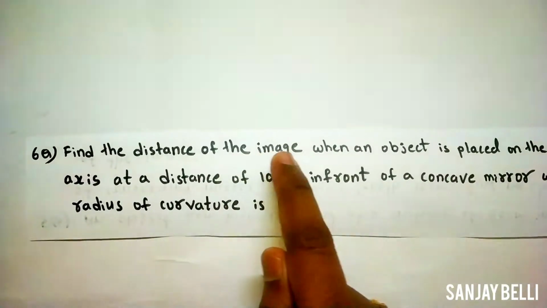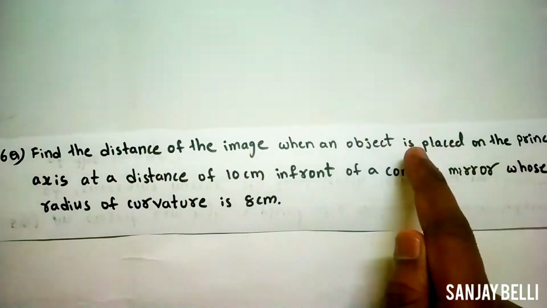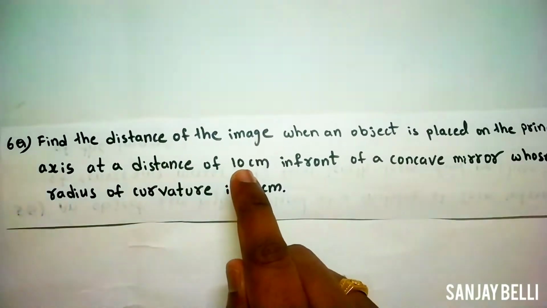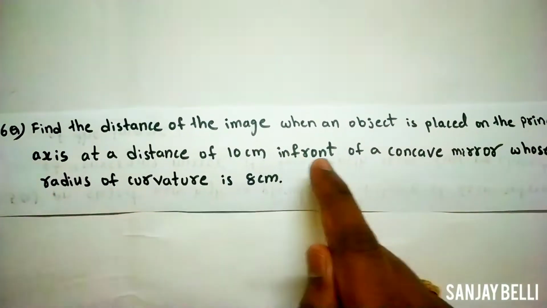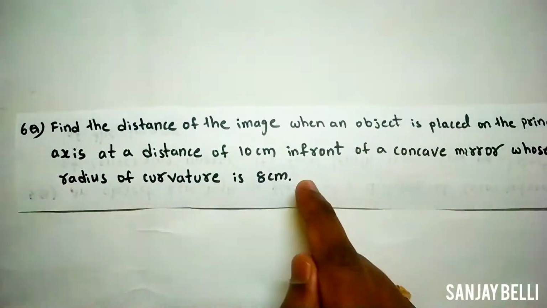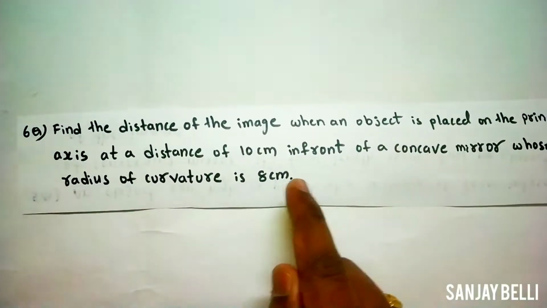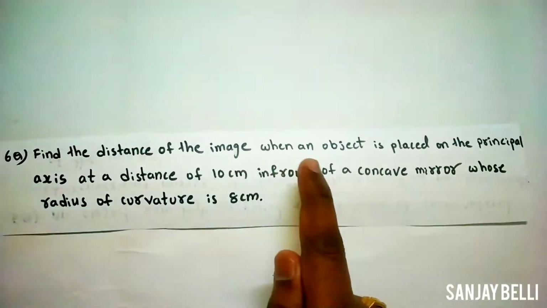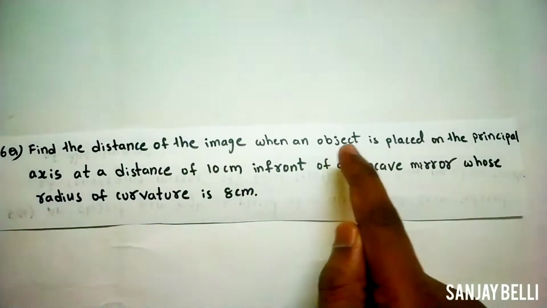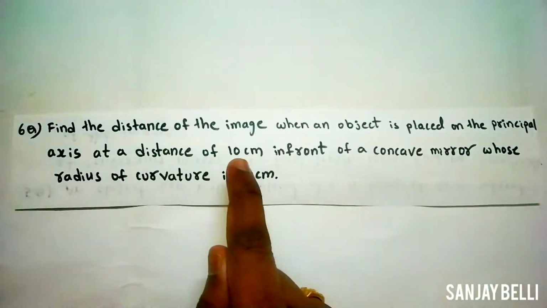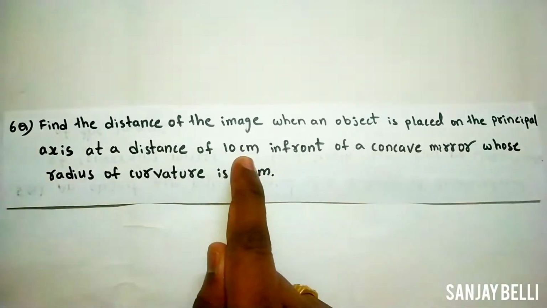Find the distance of the image when an object is placed on the principal axis at a distance of 10 centimeters in front of a concave mirror whose radius of curvature is 8 centimeters. So here we have to find the image distance, and what was given in the data: an object is placed on the principal axis at a distance of 10 centimeters.